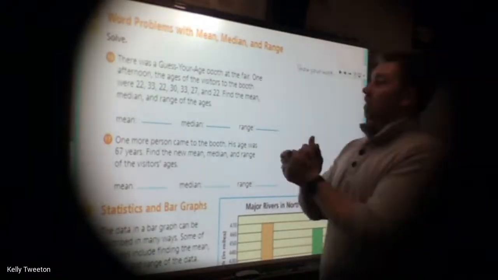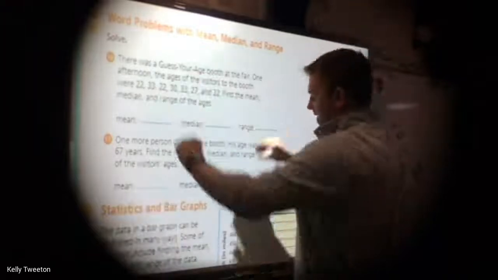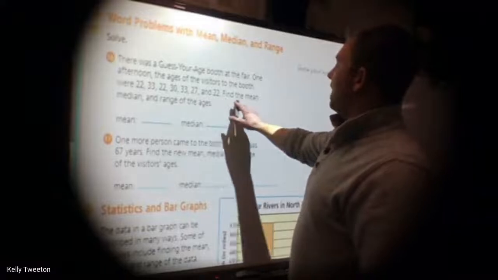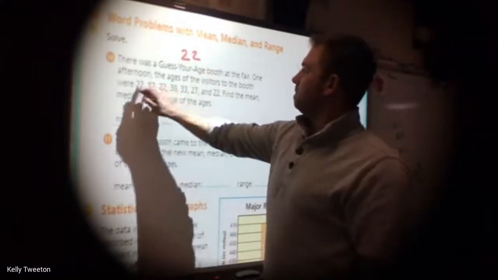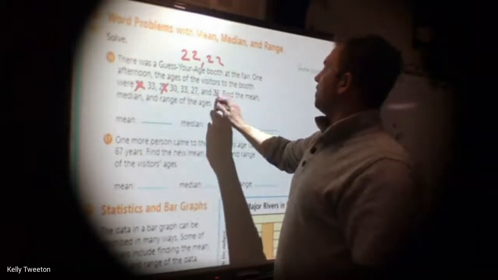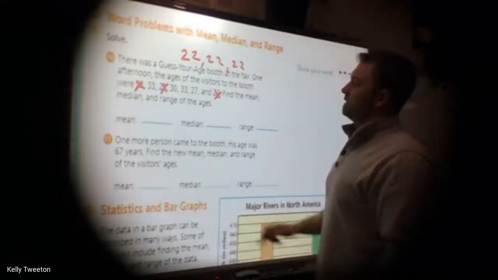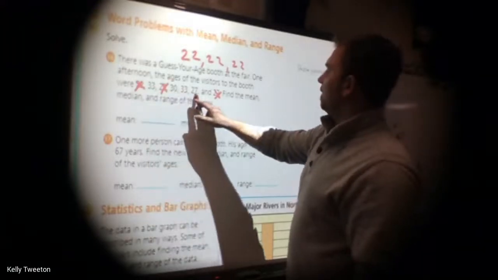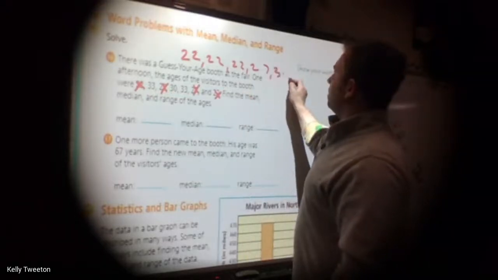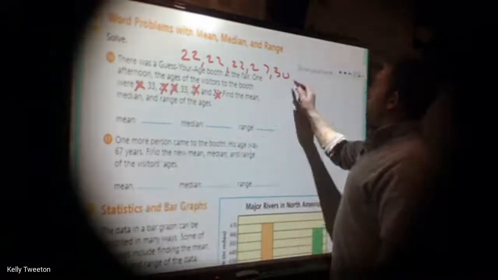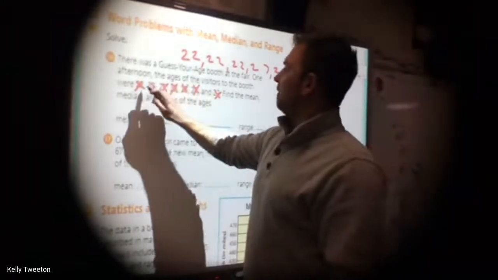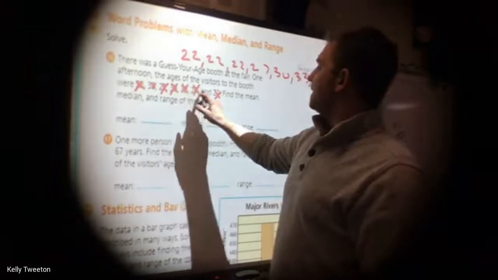So let's take a look. What do you want to start with? Let's start with listing them from least to greatest. So find the smallest one up there. I see a 22. I have another 22. I have another 22. So I have all three 22s. Now I see 33, 30, okay, 27. Next one will be 30. And then I have two 33s. Make sure I have all the numbers. I should have 1, 2, 3, 4, 5, 6, 7 numbers.